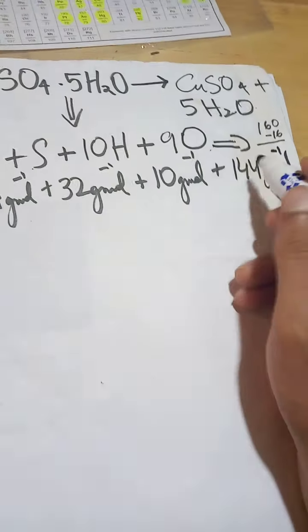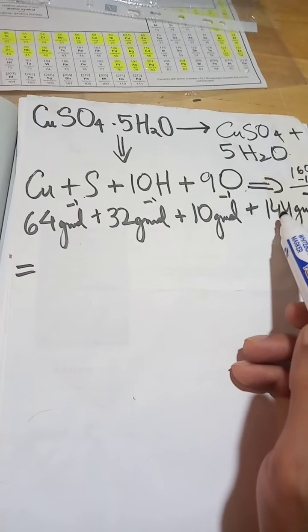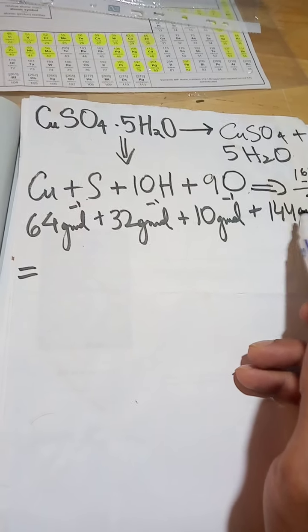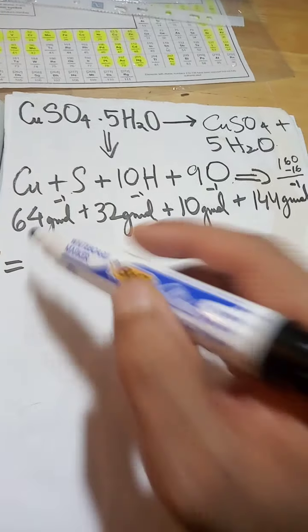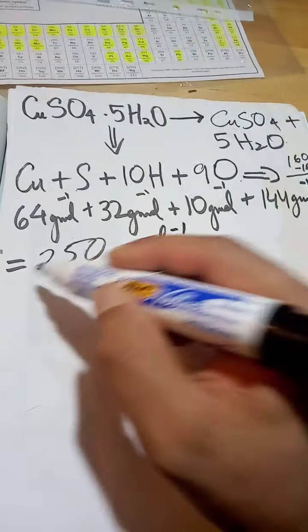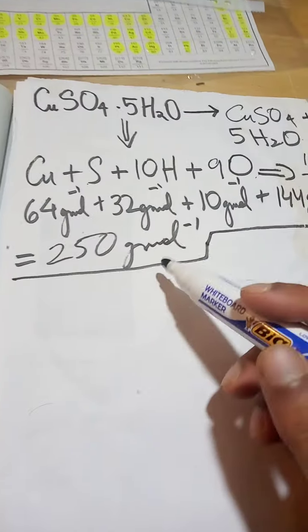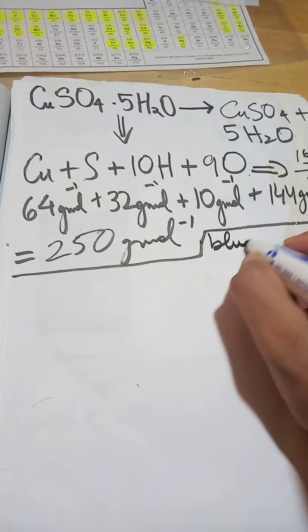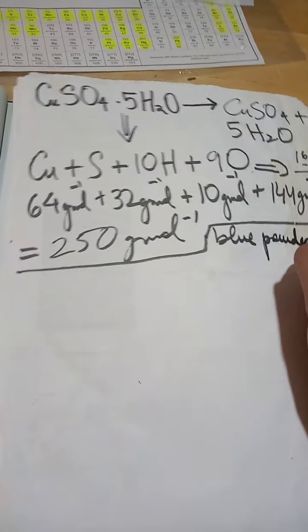144 grams per mole. So we can add all of it. That'll be 60, 30, 90, 100, 140, and 240, 244, 246, 250. Exactly 250 grams per mole, and I remember it's correct. So 250 grams of copper sulfate pentahydrate would constitute 1 mole, and it's blue in color. It's blue powder. Hydrated powder is blue.